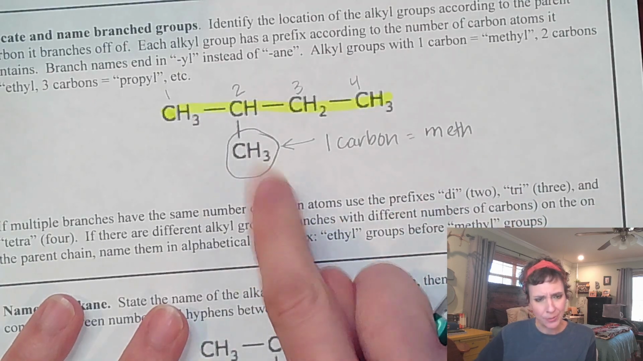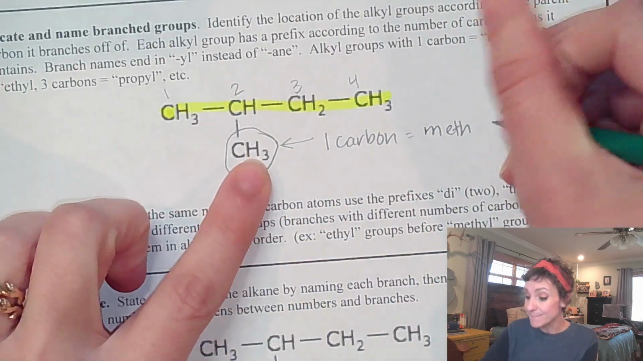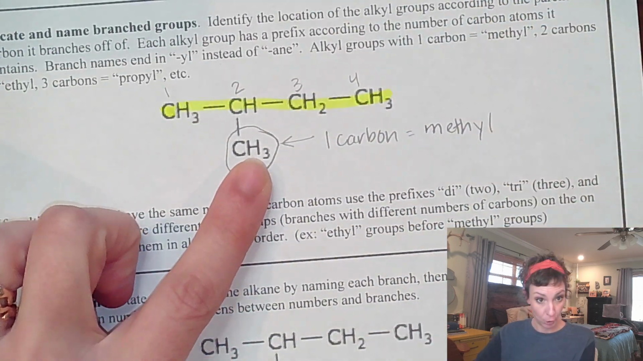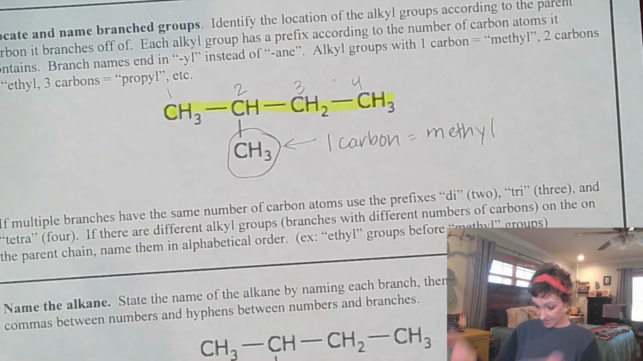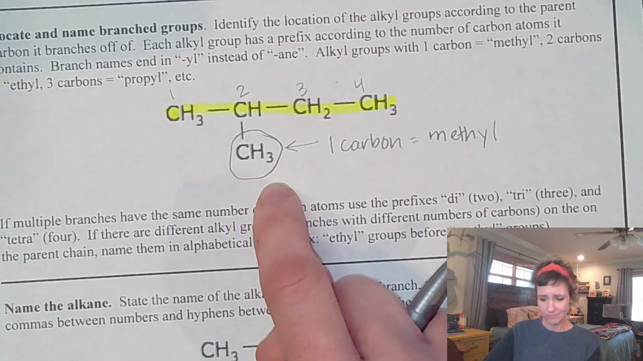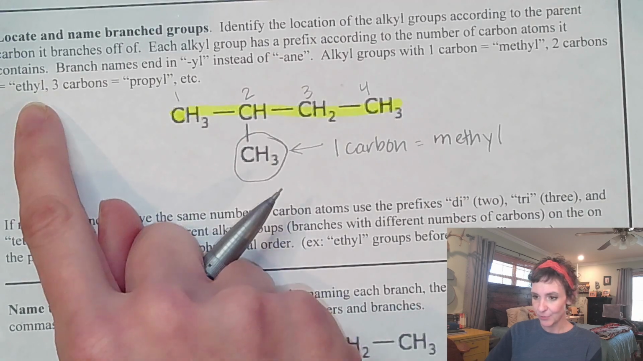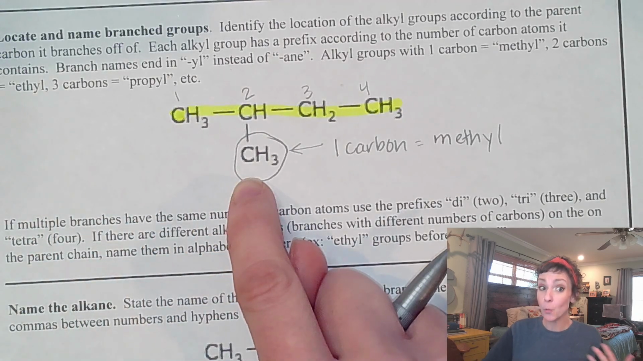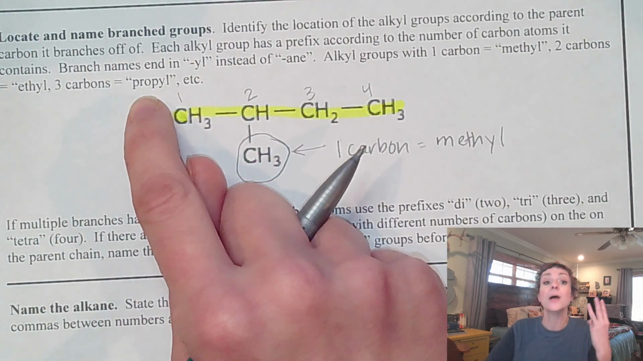This is an alkyl group with, yes, 1 carbon. So we're going to say this is a methyl group. So I have 1 carbon. So I got a methyl group. Yay, I have a methyl group. I've named the group. Now, if this had C2H6, then that would be an ethyl group. If this was C3H8, meaning 3 carbons, it would be a propyl group.